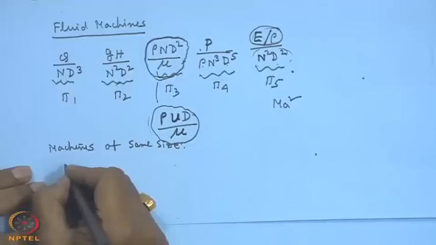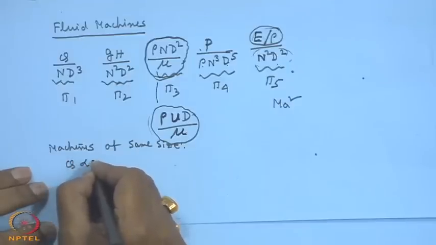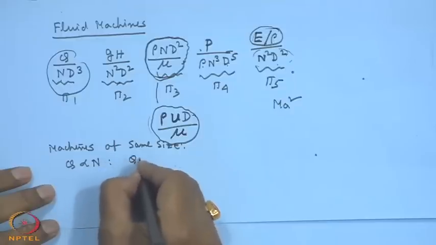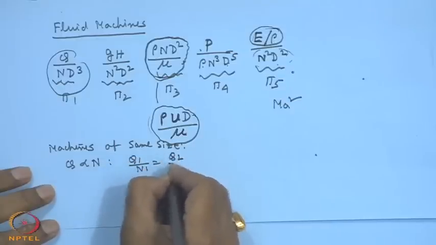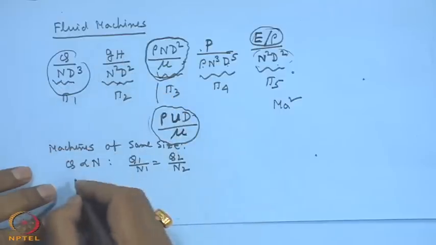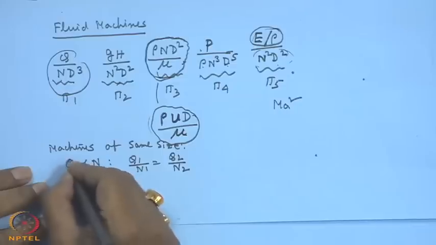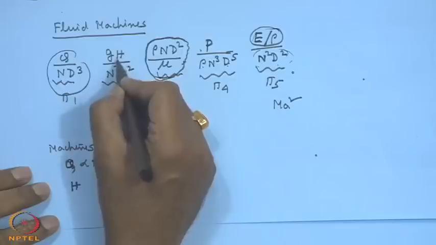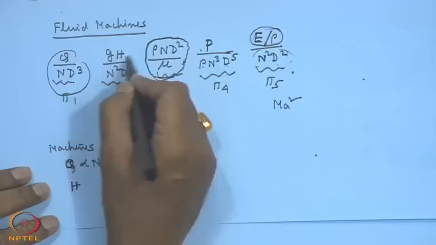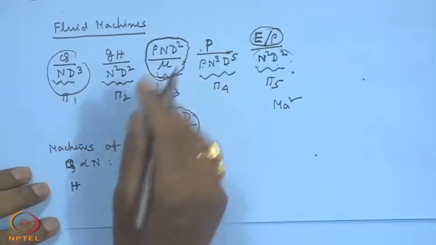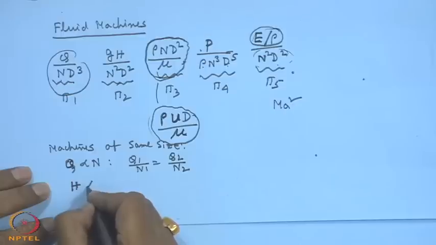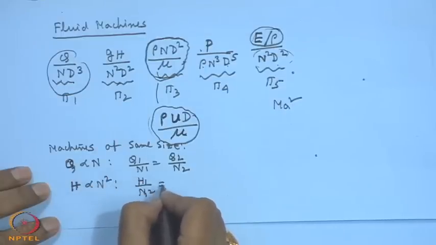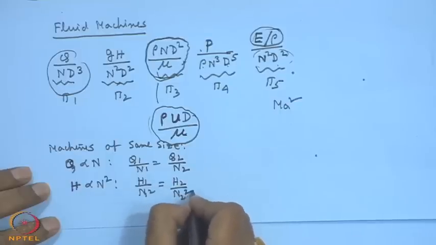machines of same size, then we can say that Q is proportional to N because D is the same. From the first pi term, this gives Q1 by N1 equals Q2 by N2. This is school level thing. From the second pi term, we see that head, because flow and head are very important. What is head? This is gH, that means energy per unit mass. Head means energy per unit weight. That means this is the energy either gained by the fluid, developed by the fluid, or given away by the fluid, depending upon whether it is a compressor, pump or turbine. H is proportional to N squared. That means H1 by N1 squared equals H2 by N2 squared.